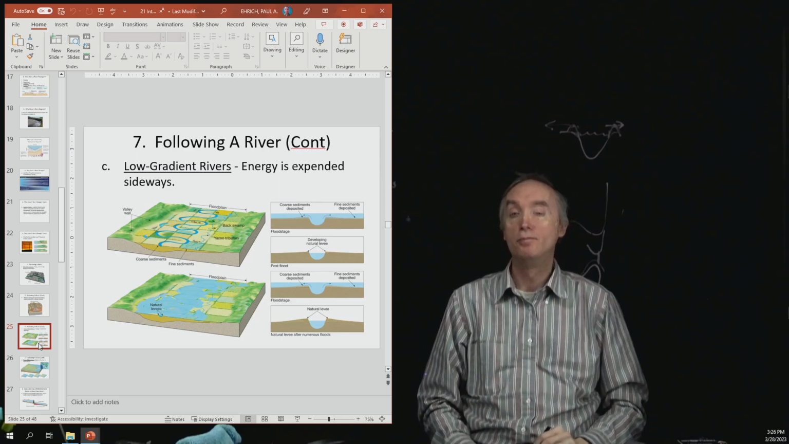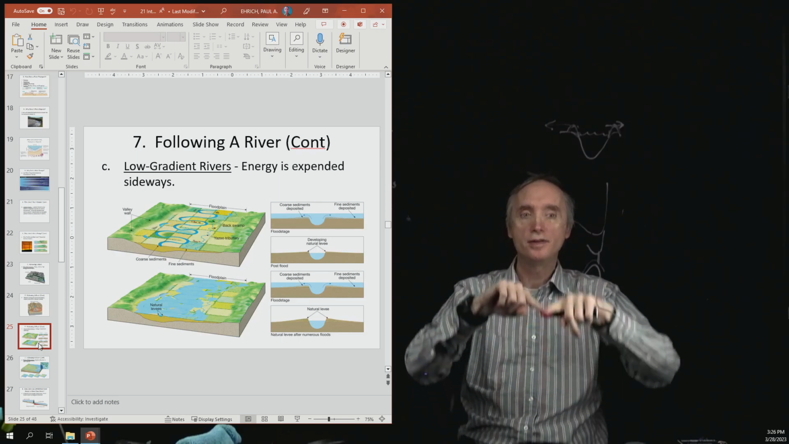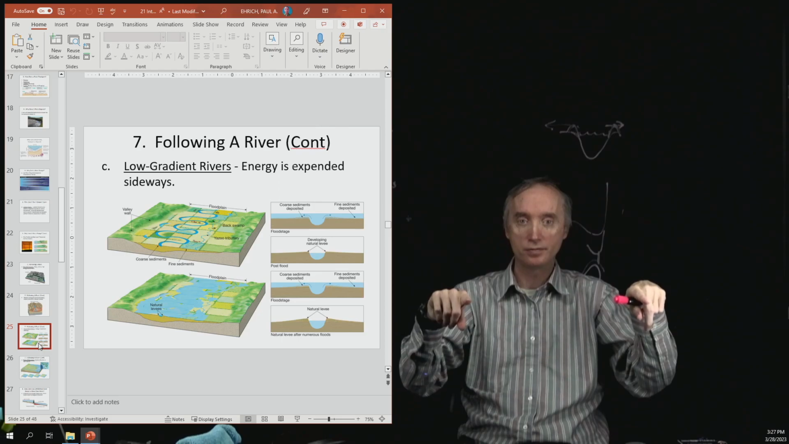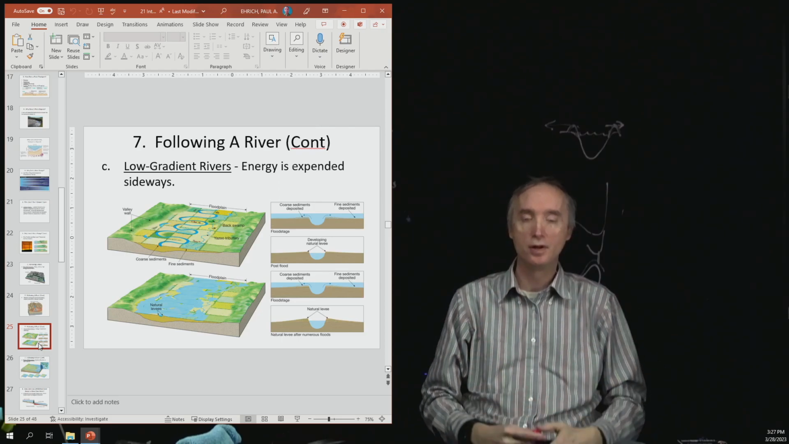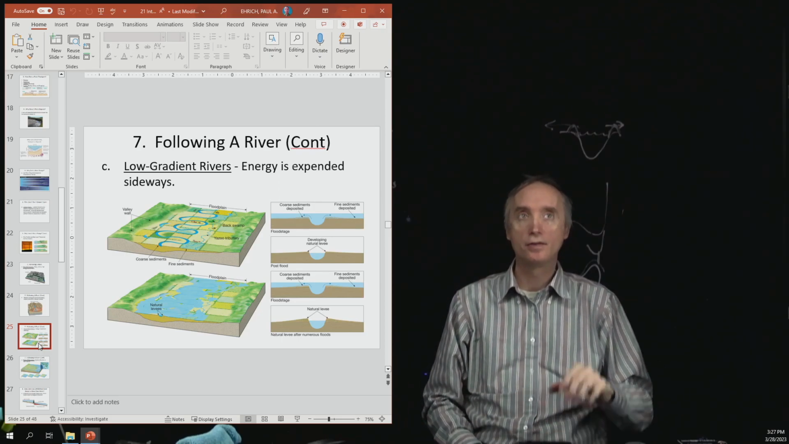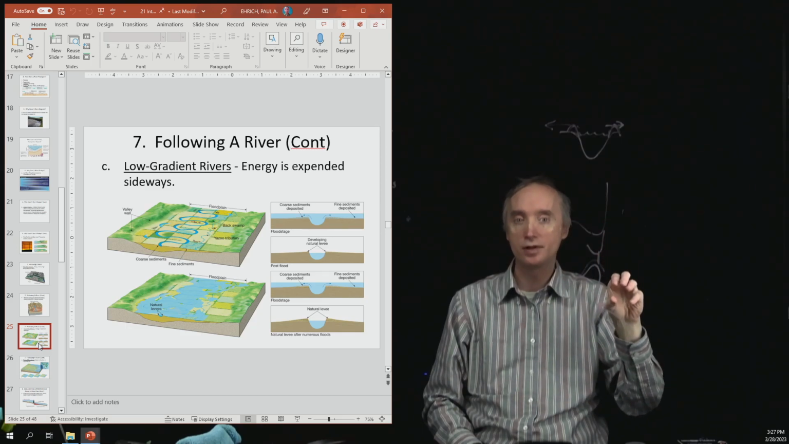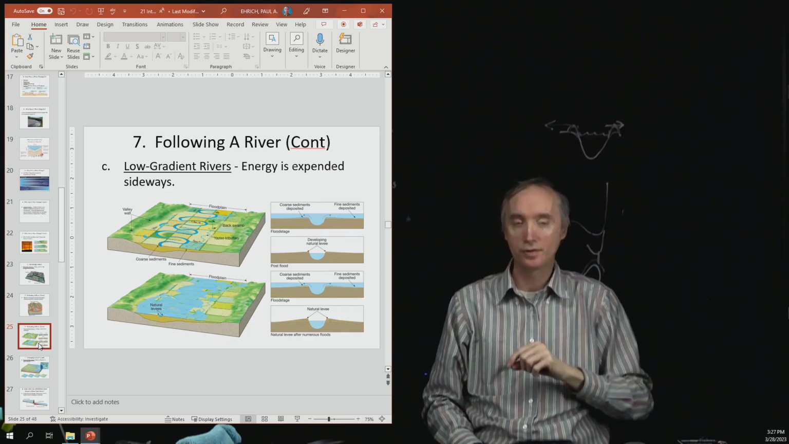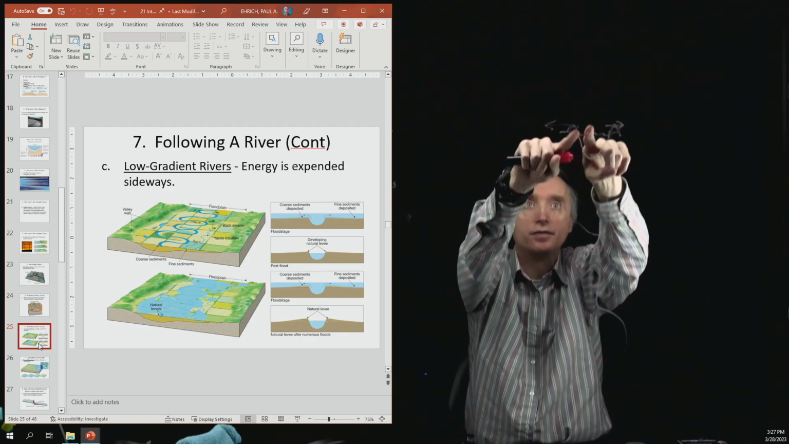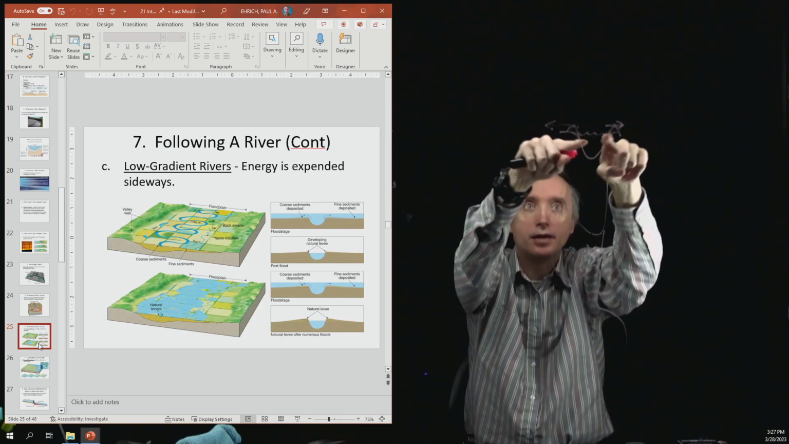Okay, now once the water does get over the levees, so let's say it's an extra large flood and the water overtops those levees, how does the water get back into the channel? Because now it's stuck. It's on the opposite side of these levees and it can't get back in.